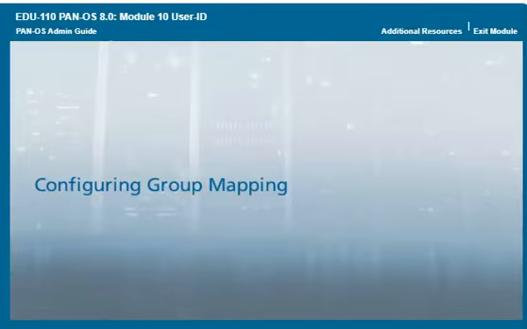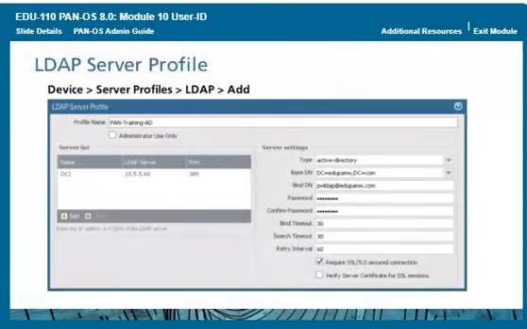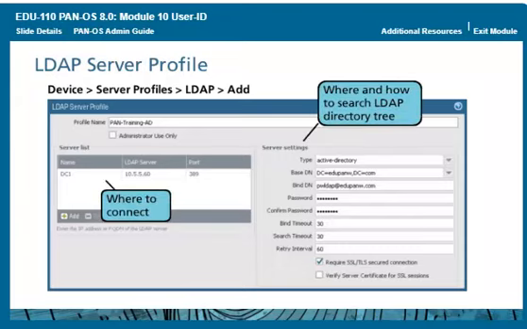Configuring group mapping. A server profile specifies which LDAP servers will be contacted, the order in which they are contacted, and how and where to search the LDAP directory tree.